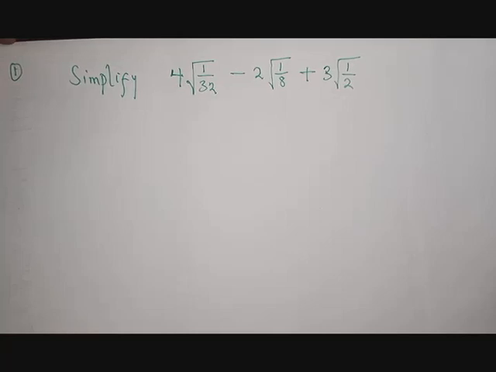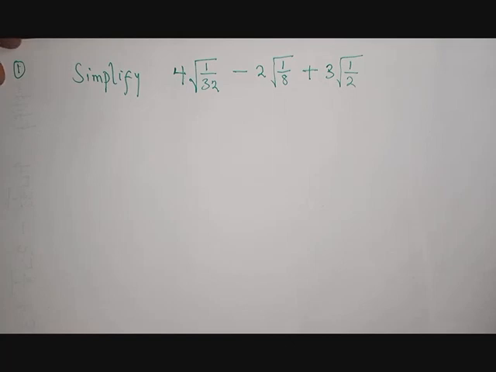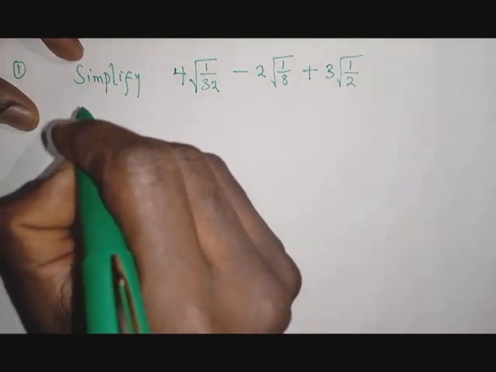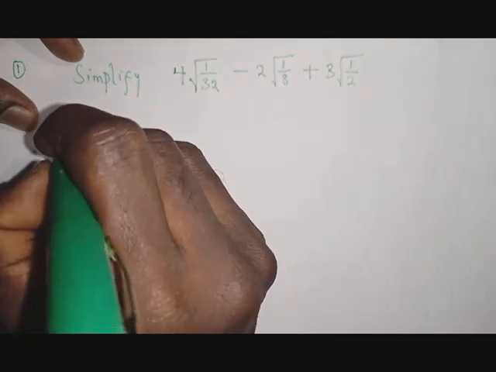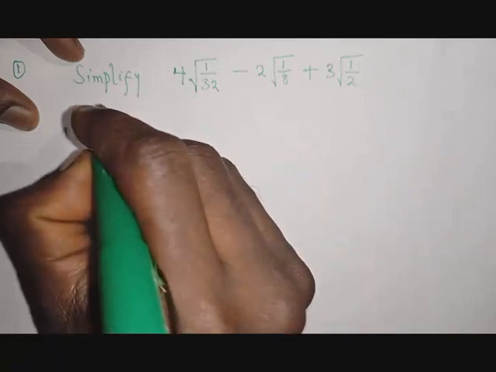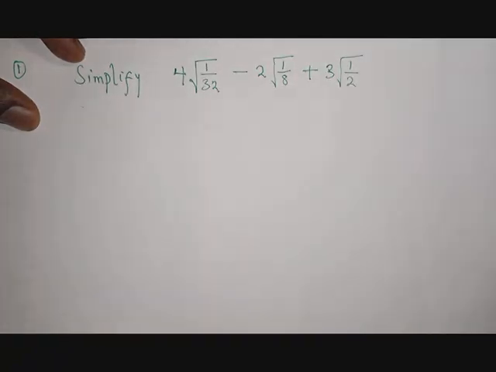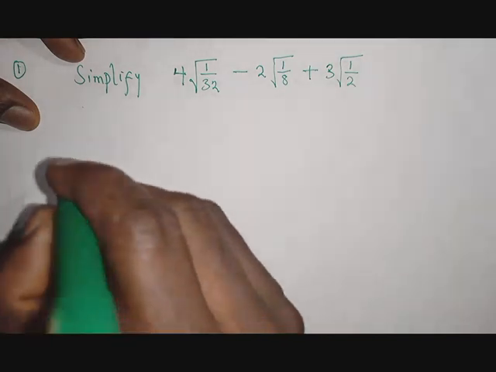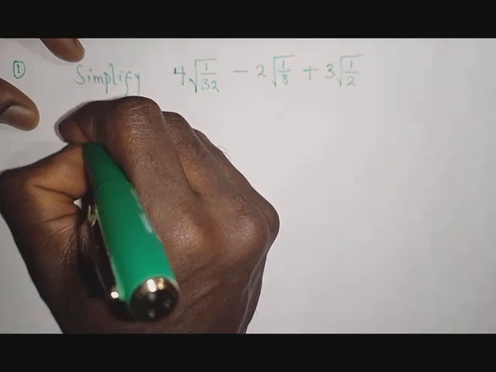Hi guys. So in today's video, we're going to be solving random problems involving surds. The problem we have before us says 4 roots 1 over 32 minus 2 roots 1 over 8 plus 3 roots 1 over 2. We should simplify that.